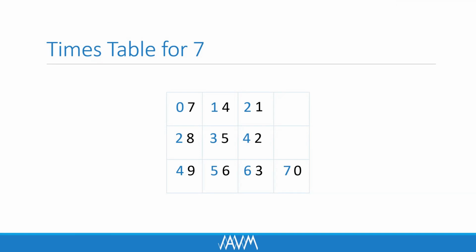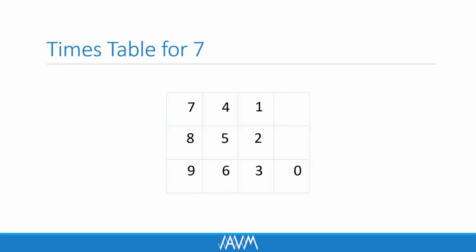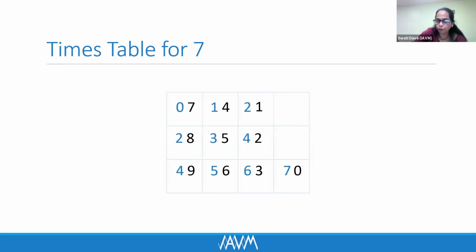Can you repeat how we start this table? Sure, from the beginning. You draw a grid of 4 by 3. You start writing your numbers backwards: 9, 8, 7, 6, 5, 4, 3, 2, 1 and 0. Then you write 0, 1, 2, 3, 4, 5, 6 and 7. And this is your 7 times table.